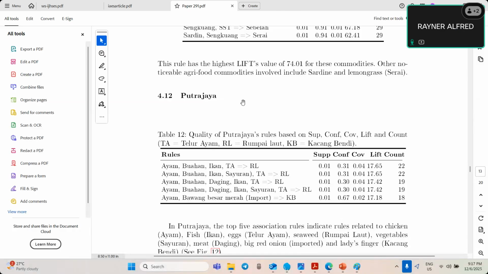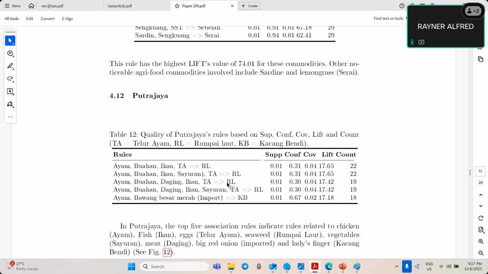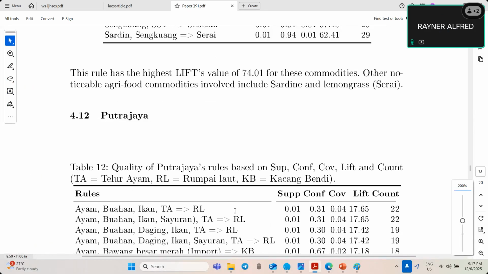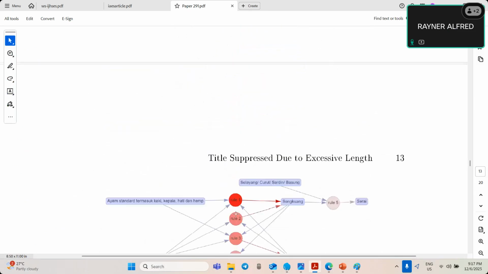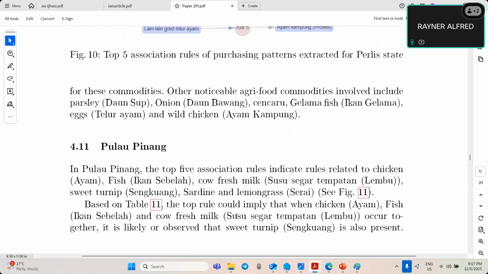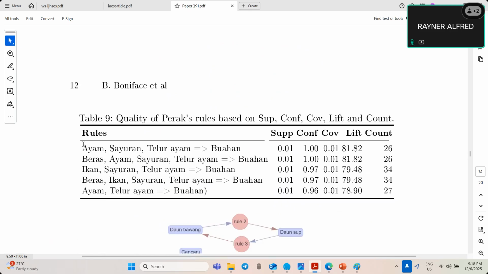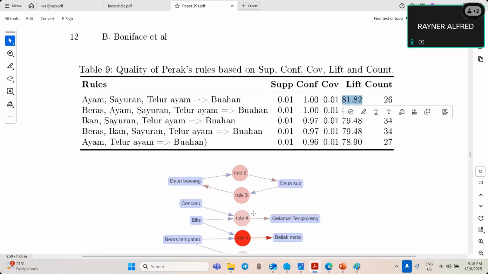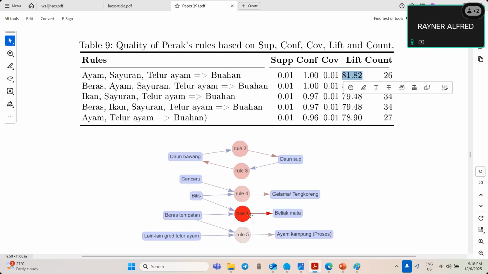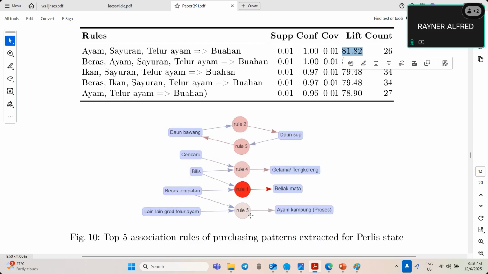Okay. So this is the paper that we produced based on the study that we have. So we have Putrajaya, we have Pulau Pinang and so on. So for each state we study the rules that we have, saying that okay, whenever you buy ayam, sayur, and telur ayam, then you beli buah. So we have all the lift, the value of the lift. So we also have this illustration of the top 5 rules that we have.